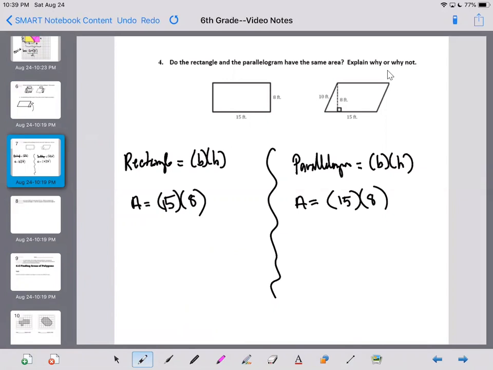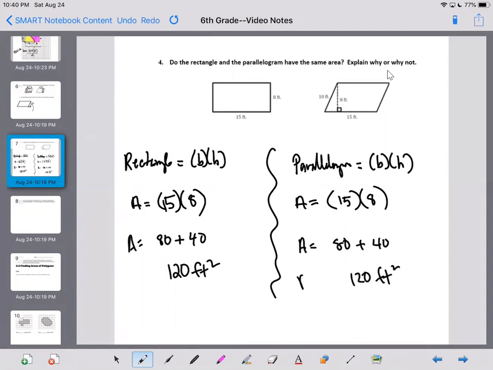So 8 times 10 is 80. 8 times 5 is 40. So we've got 120 square feet as the area of the rectangle. And then over here, we've got 8 times 10, which is 80. 8 times 5 is 40. We have 120 square feet as the area of the parallelogram. So yes, they both have the same.